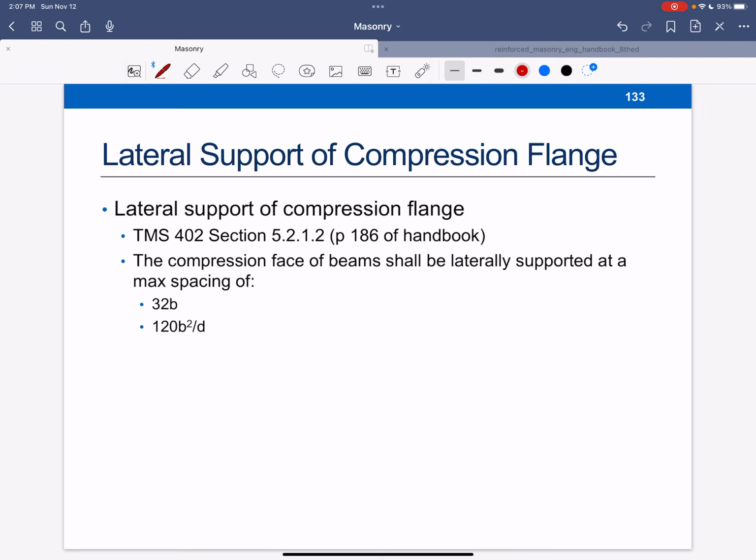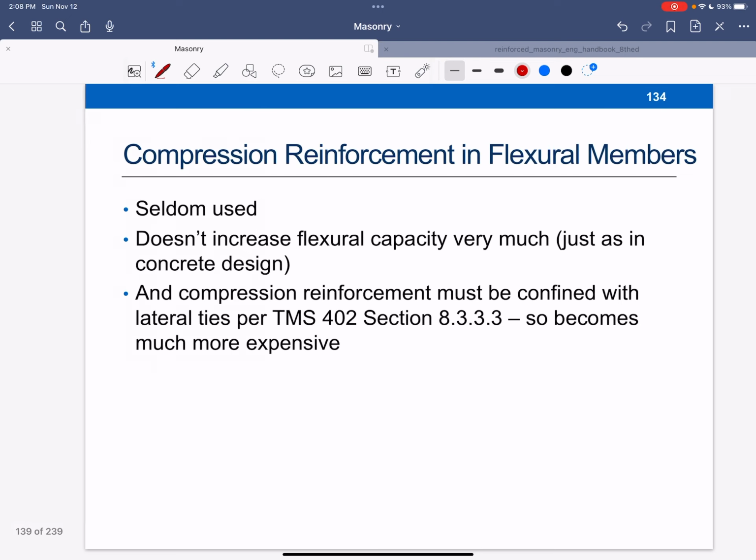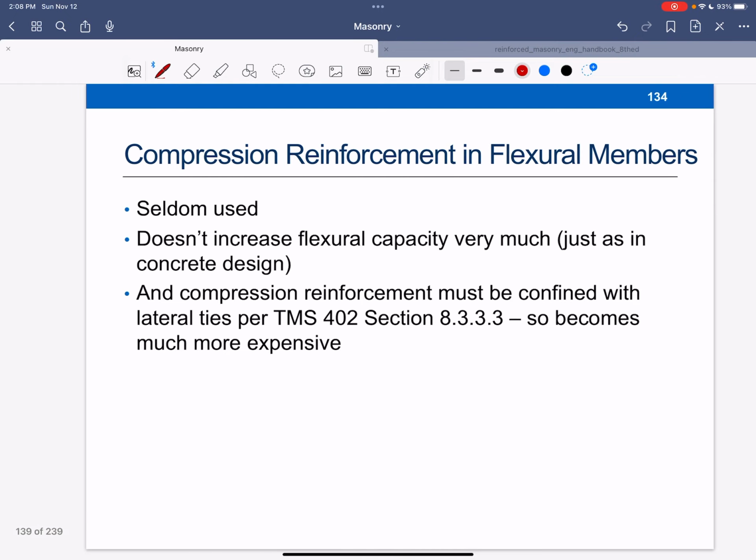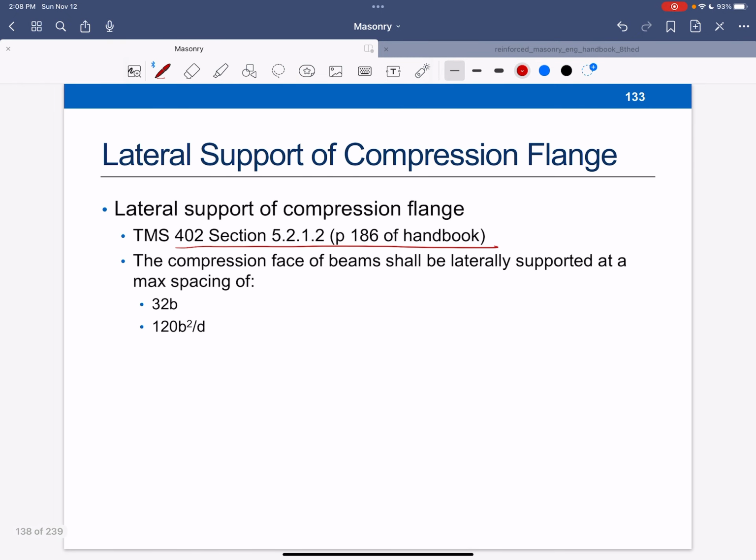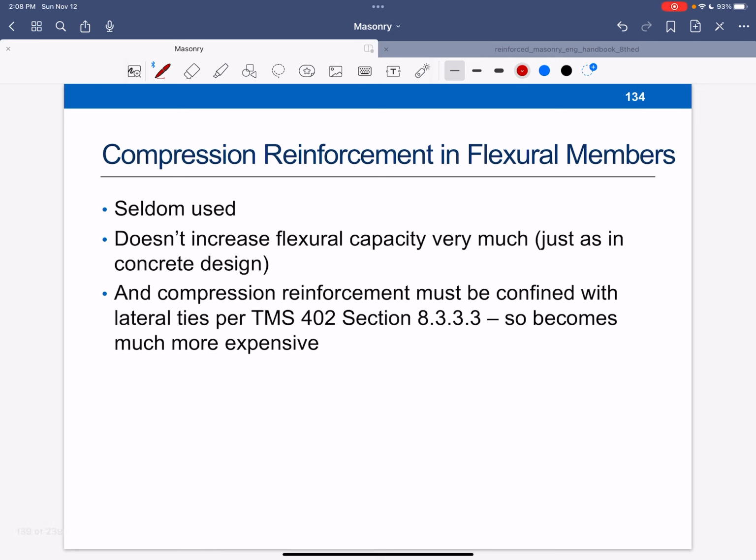Lateral support talks about the lateral support on the compression face of the beams. You can take a look at this one as well in the handbook, same page. We're not worrying about lateral buckling and things like this. You just have to have these max spacings of compression face support, and that will typically be put in place. Compression reinforcement, we basically don't bother with that. It doesn't do much for you, so we're not going to talk about it, but if you do use it, you have to confine it with lateral ties.